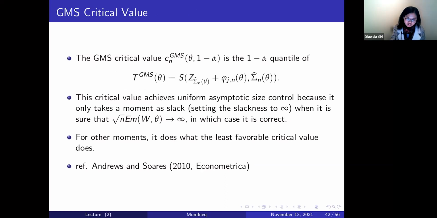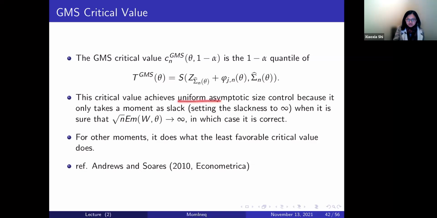So the generalized moment selection critical value is the same as the plugin asymptotics. You use the normal random vector to approximate the nu n, and you use the GMS function, generalized moment selection function, to replace the slackness parameter. And you simulate a quantile from this distribution, and that quantile will be the critical value.